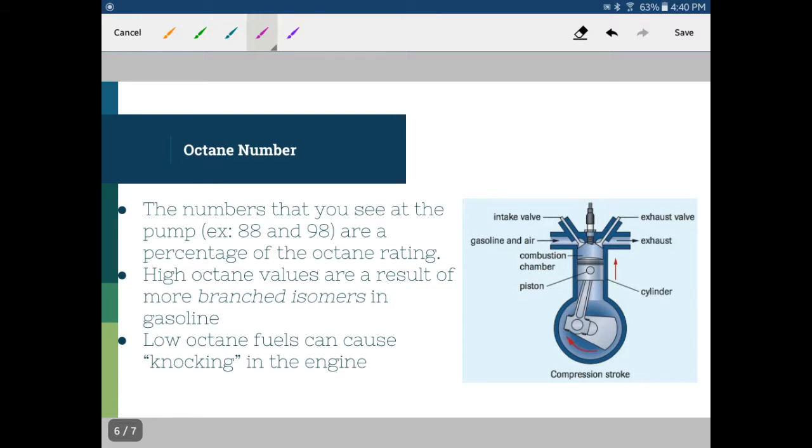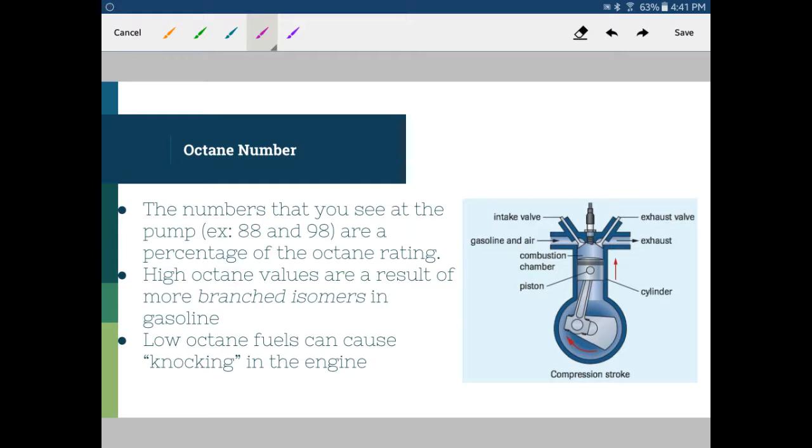So again, octane number is essentially the number that you see at the pump when you're fueling up a vehicle. So you'll see premium gasoline maybe with an octane number of 98, and regular gasoline maybe with an octane number of 88. And essentially it's again just a percentage of its octane rating, and we have from 0 to 100%. So high octane values are essentially just a result of a more branched isomer. And what happens is if we have a more branched isomer, there's more controlled combustion of the fuel. So that is what we want. Now, low octane fuels can essentially cause knocking in the engine.